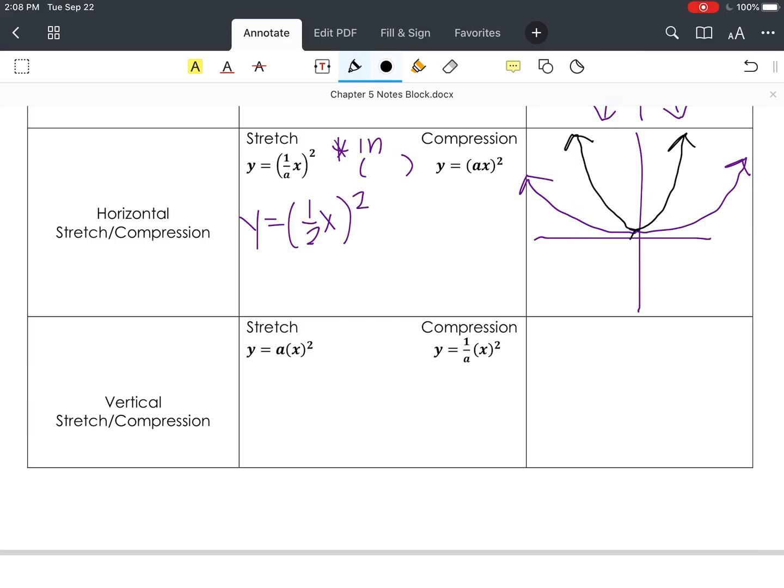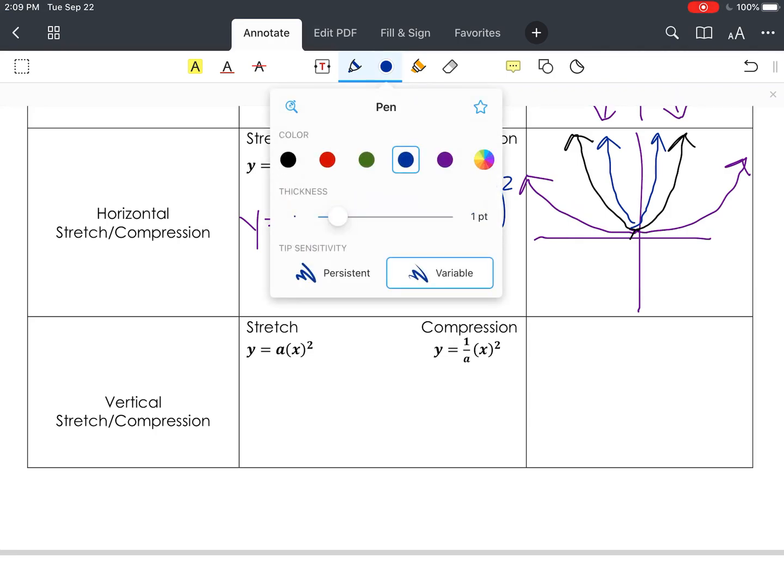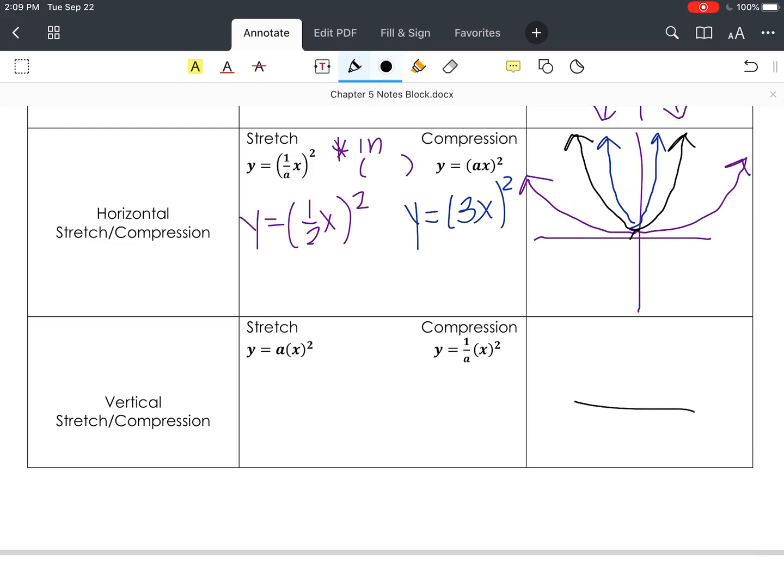It's a horizontal stretch. So a horizontal compression, think of if you put your hands and you smush it together, it's going to get skinnier. So for example, I might have y equals, again, in parentheses, 3x squared, and it's going to be skinnier than your parent function. It was horizontally compressed. More frequently, we see vertical stretches and compressions. So I'll start again with my parent function in my picture.